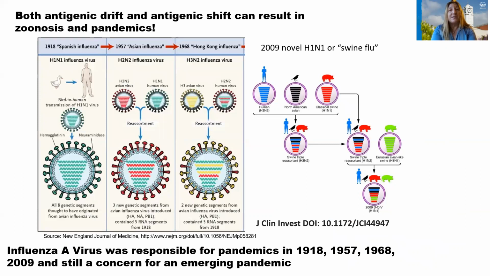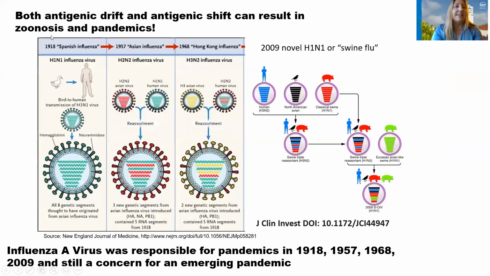And so we know this from influenza virus, where we've had more experience dealing with pandemics. So influenza was responsible for pandemics in 1918, 1957, 1968, and most recently in 2009. And of course, influenza still remains a concern for an emerging pandemic.